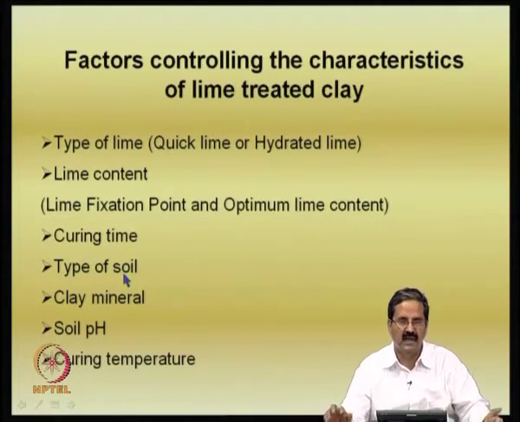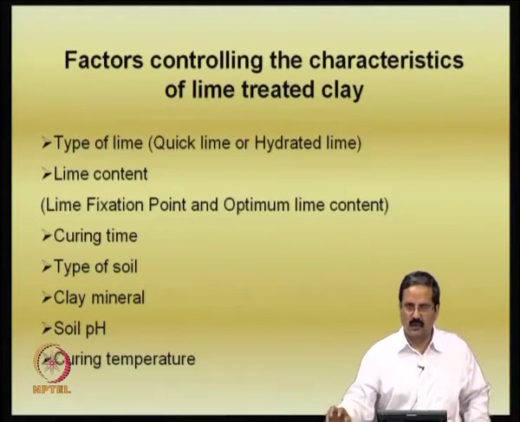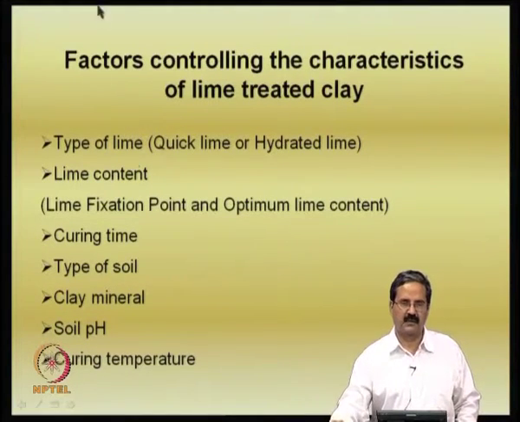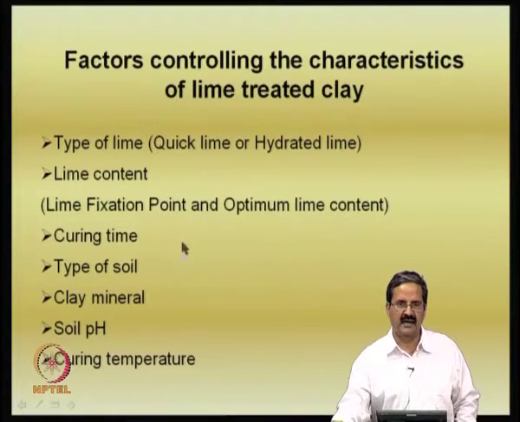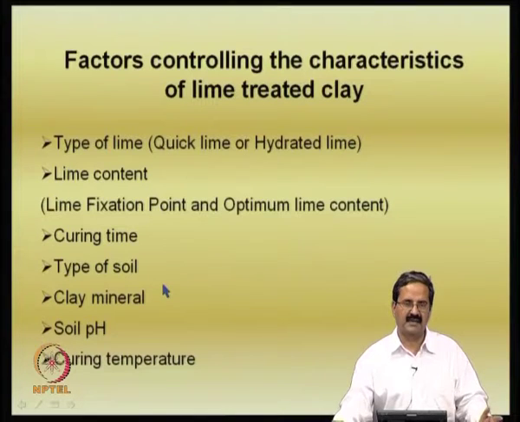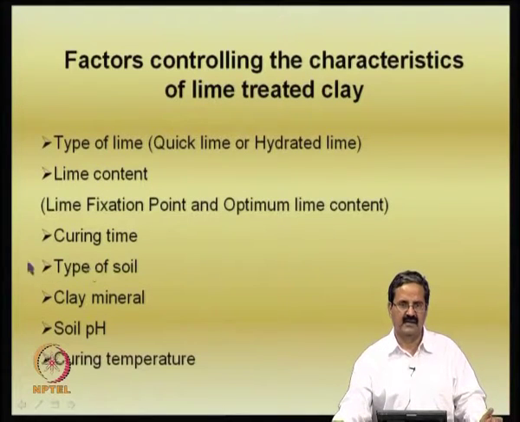Then the type of soil, essentially what type of soil it is, a CH or a CI or whatever, depending on its plastic characteristics, shrinkage limit and all that, that is also another variable. Then clay mineral is another important variable. We have, for example, sodium montmorillonite materials, and then we also have illite and kaolinite. Even the type of mineral also influences.